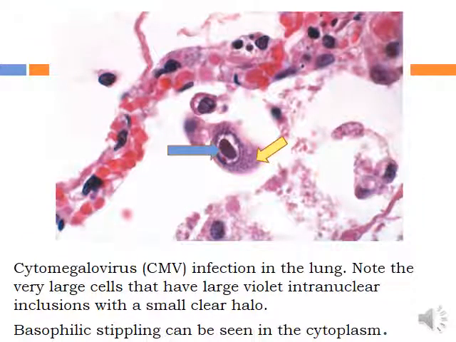Another example is cytomegalovirus infection of the cells in the lung. We see these are epithelial cells, pneumocytes of the lung. Epithelial cells have been infected with the virus. This is a nucleus, and this is a viral inclusion, a large viral inclusion surrounded by a clear halo, and multiple small dot-like blue inclusions present in the cytoplasm.